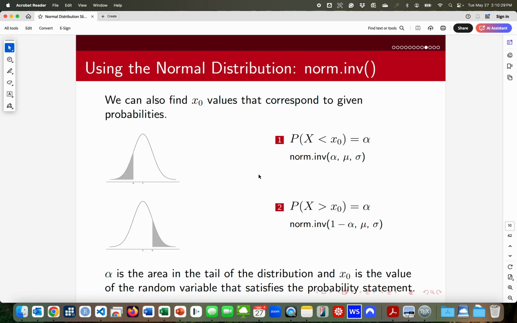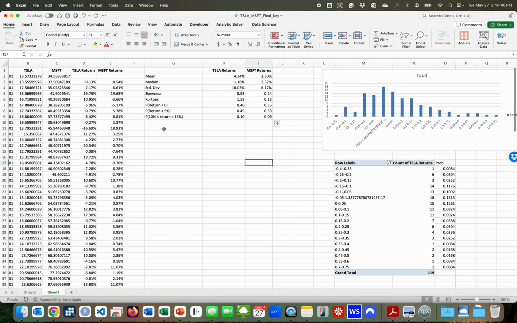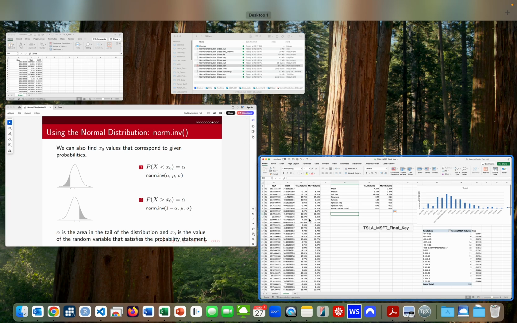Or if I ask you, what's the Tesla return such that only 10% of returns are greater than that number, this area to the right would be 0.1. The area to the left of that would be 0.9, and I'm asking for this value right here. So we can do that using the norm.inverse function. And the way I'm going to write this, let me just be consistent with the notes.